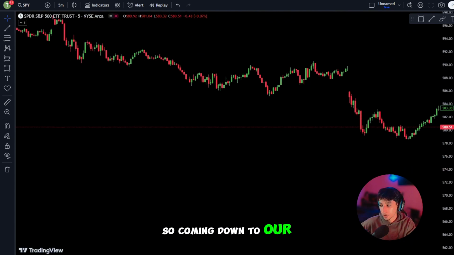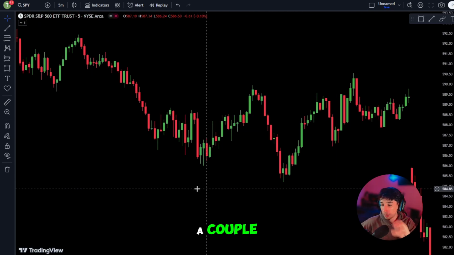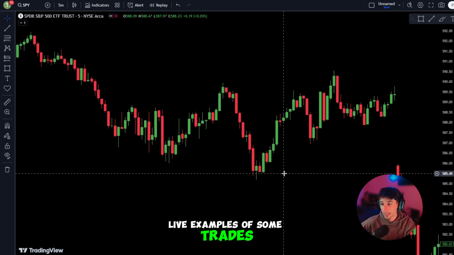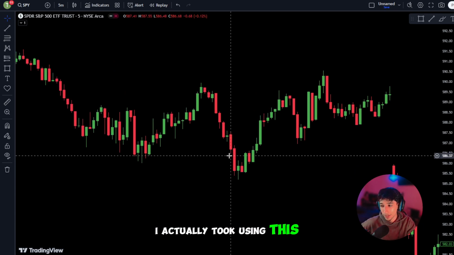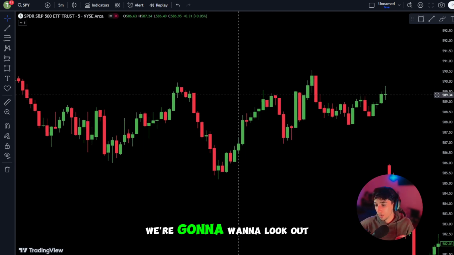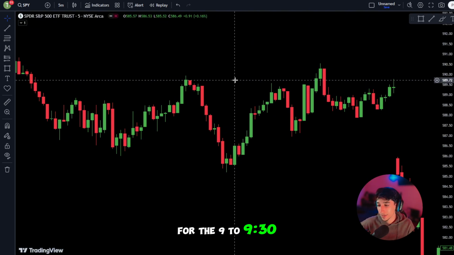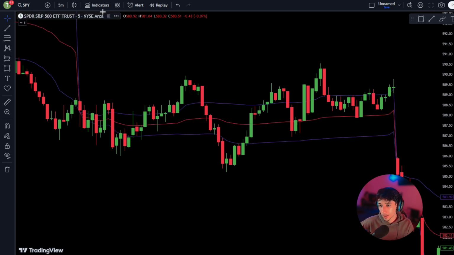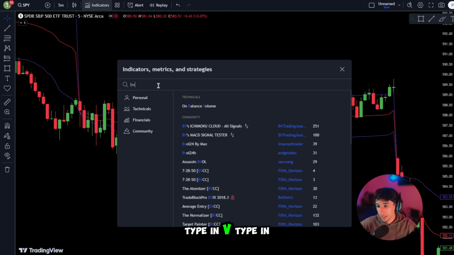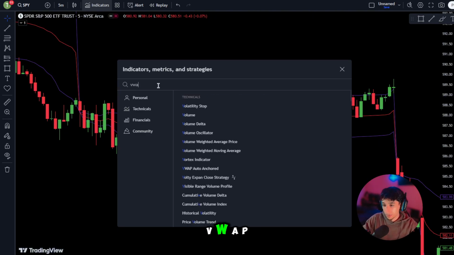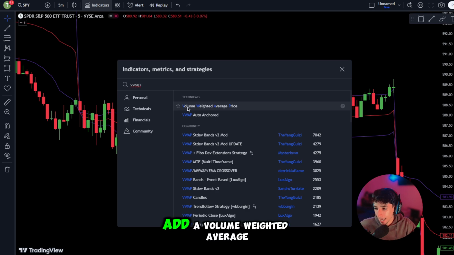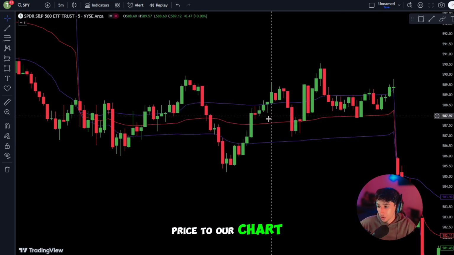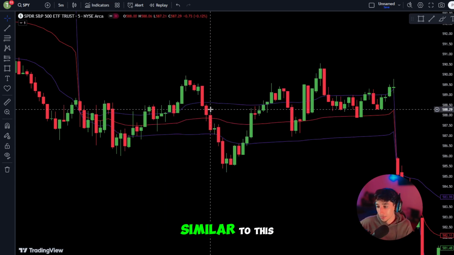So coming down to our chart here, I'm going to show you guys a couple live examples of some trades I actually took using this strategy. First and foremost, we're going to want to look out for the 9 to 9:30 a.m. time frame. We're going to want to add the indicator VWAP to our charts. So if you want to go to the indicator tab here, type in VWAP, add the volume weighted average price to our chart. It's going to look something similar to this.